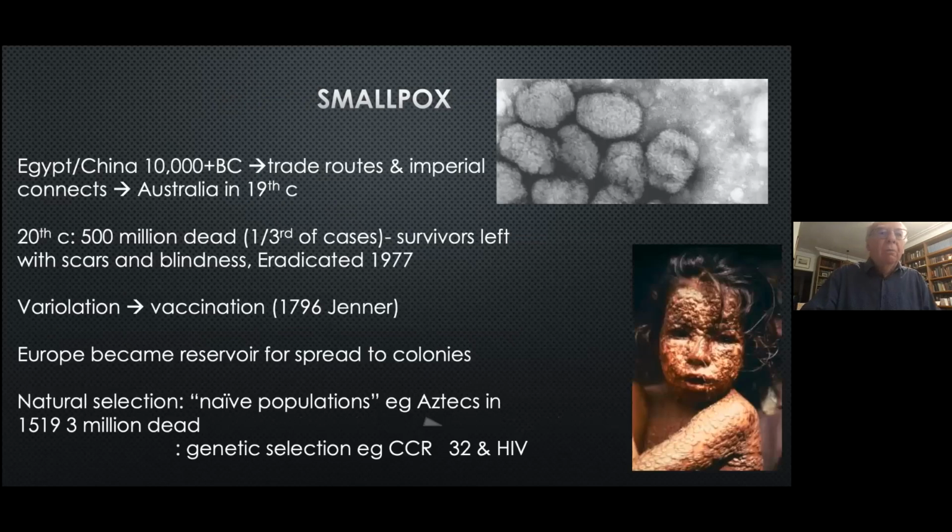A little bit about smallpox. Terrible disease, as you can see here. It goes back maybe 10,000 years. In the 20th century, that's the 1900s, 500 million people died, huge numbers. A third of the people who got smallpox died, and the survivors were left with terrible scars and blindness. You'd walk along a street in the early 1800s in London and you'd see maybe 20% of the population with scarring changes on their face.